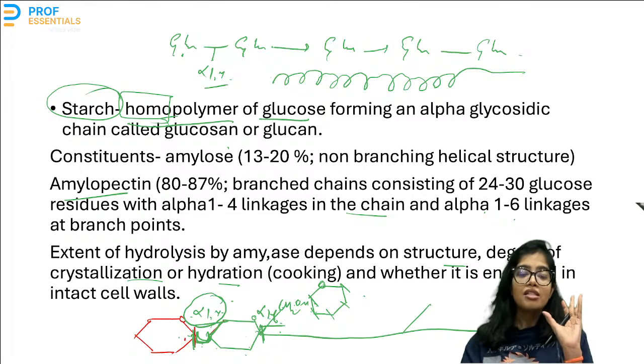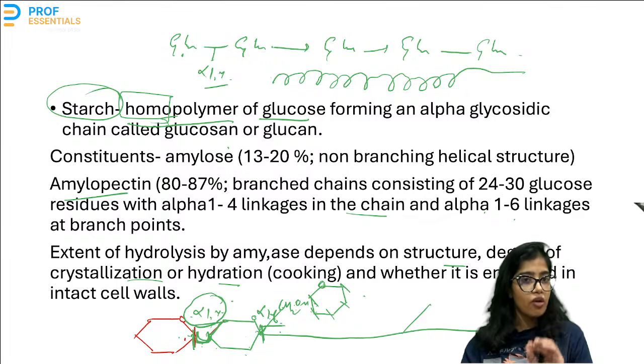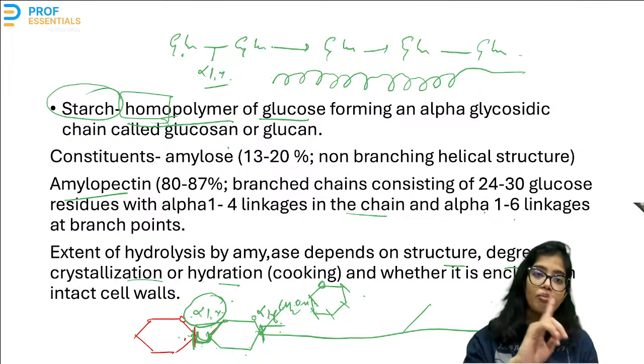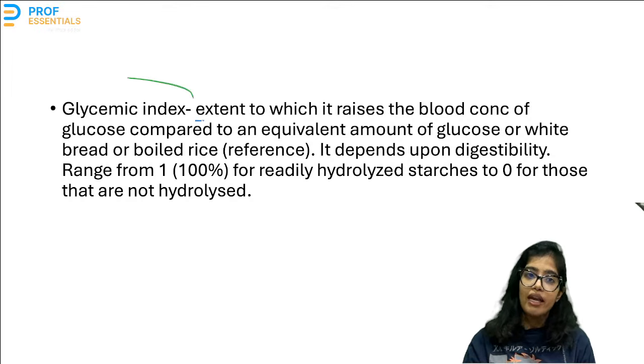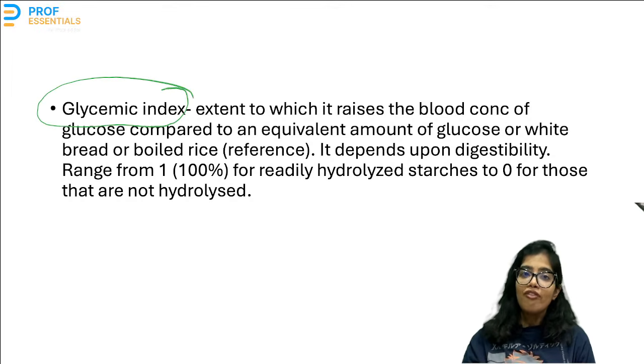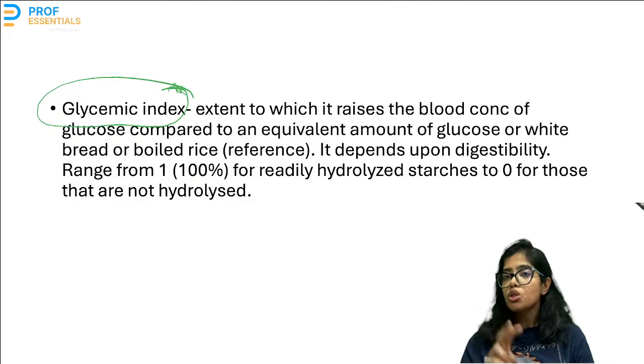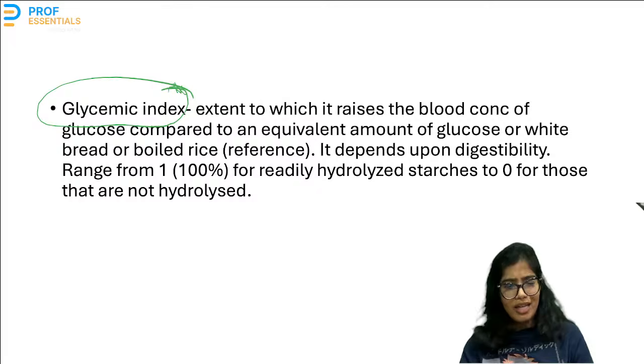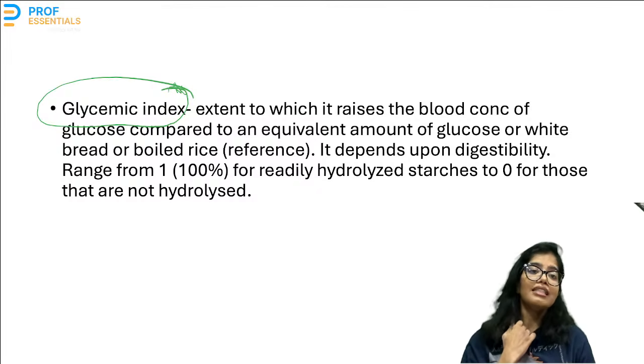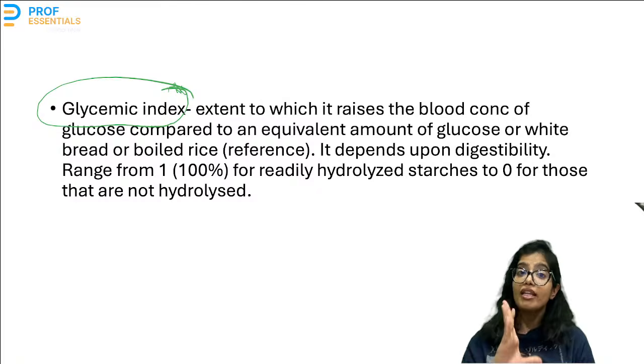So if the starch is intact inside a cell wall, then it is not going to get digested or hydrolyzed by amylase faster. Therefore, this is what brings us to the glycemic index. If amylase is able to break down starch very quickly and it raises the blood concentration of glucose very quickly compared to an equivalent amount of glucose or white bread or boiled rice, which is the reference, then the glycemic index of that starch is said to be very high.